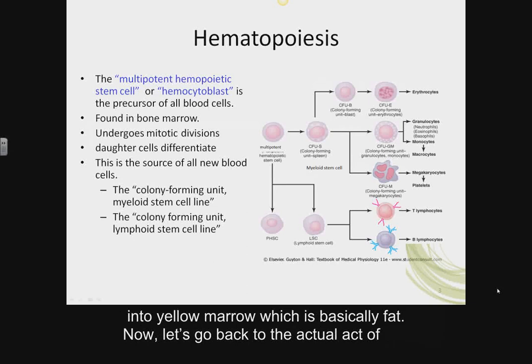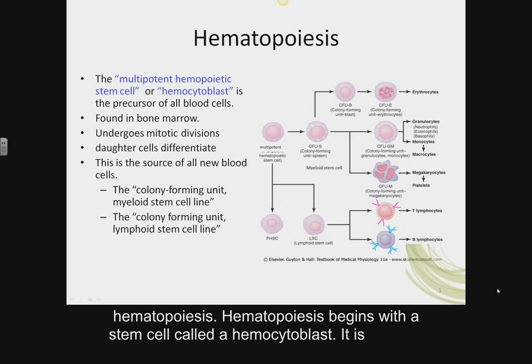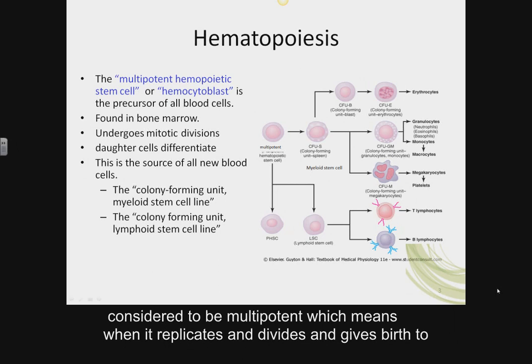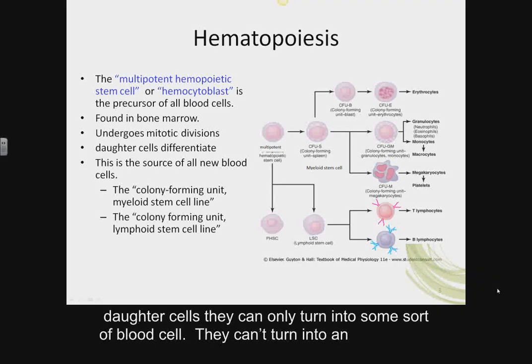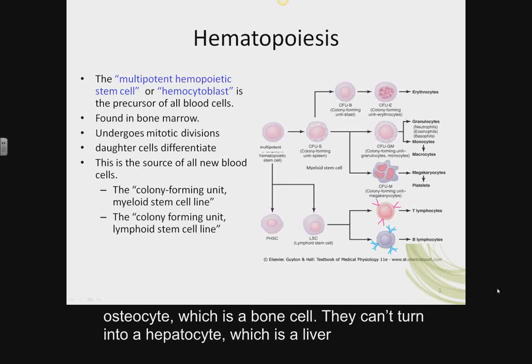Now let's go back to the actual act of hematopoiesis. Hematopoiesis begins with a stem cell called a hemocytoblast. It is considered to be multipotent, which means when it replicates and divides and gives birth to daughter cells, they can only turn into some sort of blood cell. They can't turn into an osteocyte, which is a bone cell. They can't turn into a hepatocyte, which is a liver cell.